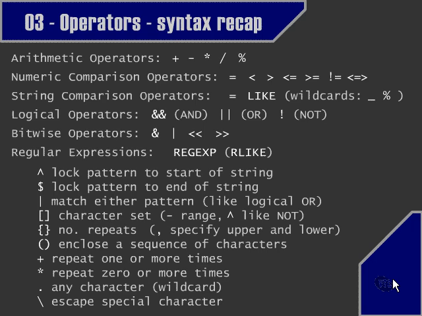And I hope that if there's anything in this syntax recap that you don't understand, that you go back and look at the movies where the meanings of all these operators are explained. Once again, with the exception of the bitwise operators, which is not really necessary to understand for normal database management.